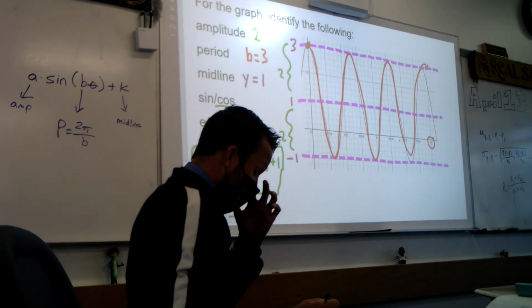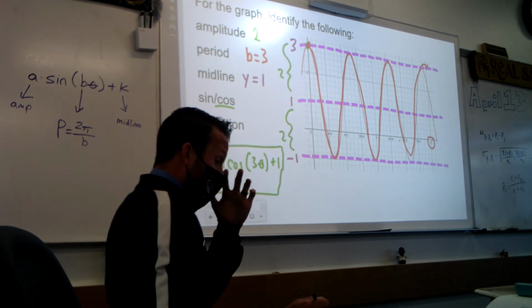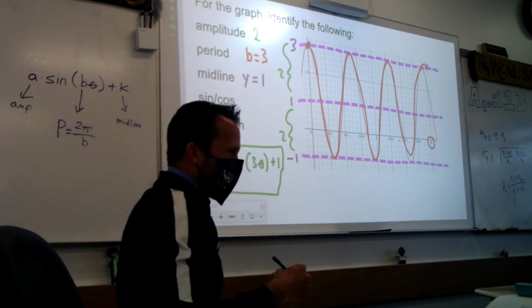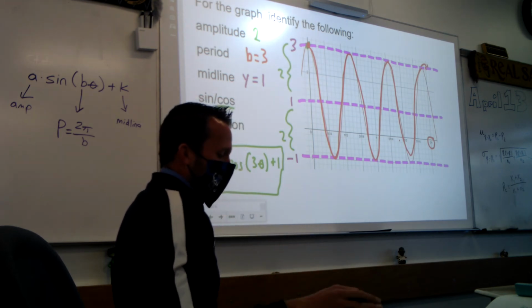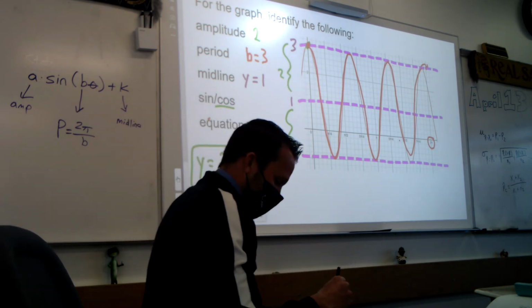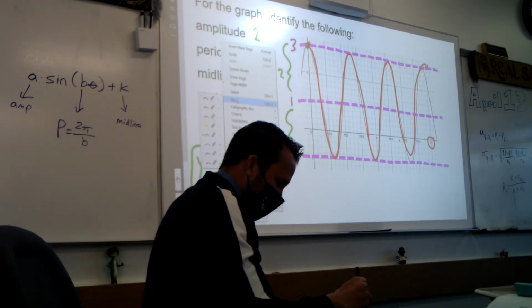Go ahead. Why is the period 3? So the period is not 3. The period is actually 2 pi over 3. And part of the reason, it's a little messed up because I don't know what I did, but it was supposed to end at 2 pi, but it did.